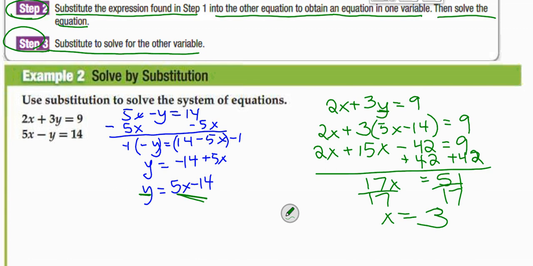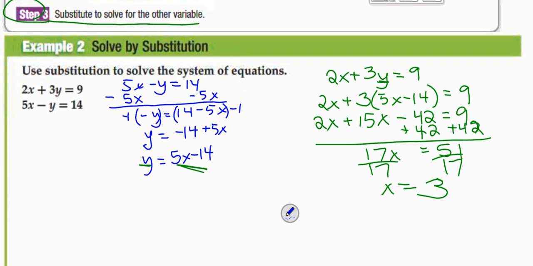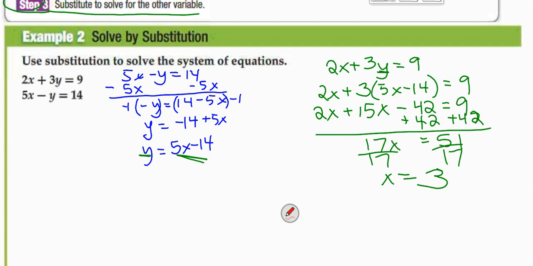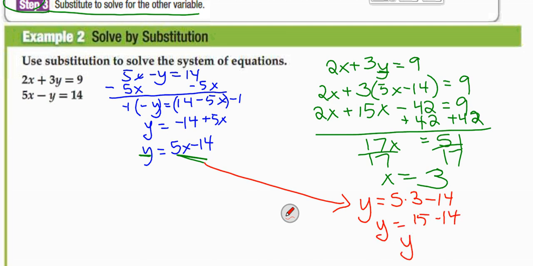Now that we have x equals 3, what are we going to do to get y? Yes, and where would you like to put it in? Because I can put it in here or there or there. Where's the easiest? This one. So then we'll take this and go ahead and tell me what the calculation is going to be. I'll go 5 times 3 minus 14, and then y is what? y is 1.